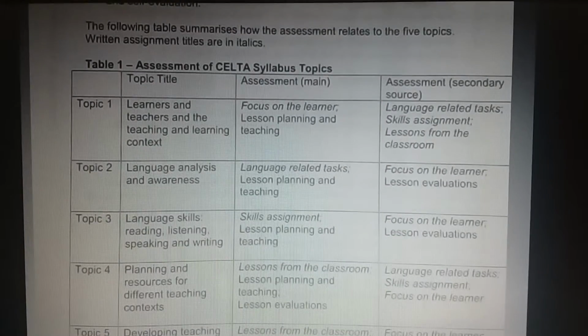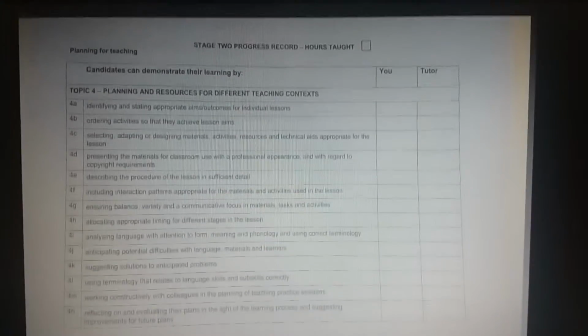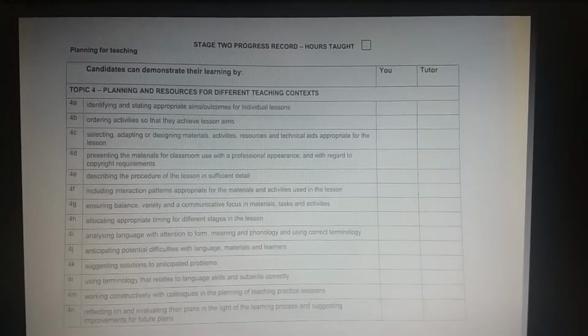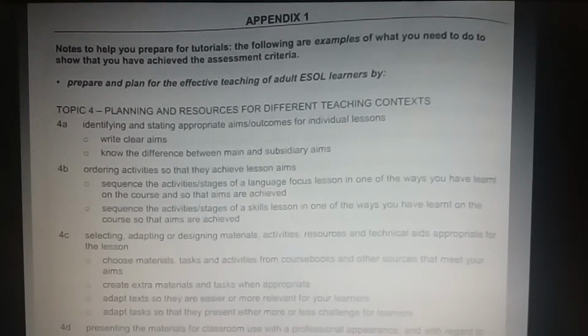And here are the areas, and the assessment is also displayed in the table, as you can see. In the middle of the course, the trainees are asked to complete this. For example, identifying or stating appropriate outcomes for individual lessons. And what do we mean by 4A, 4B? Again, in the portfolio, the candidates, the trainees, can see what we mean by these criteria.